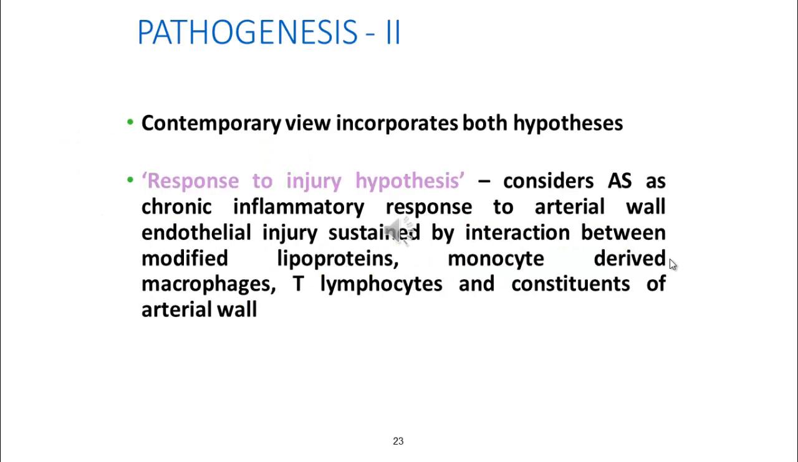The current theory basically incorporates both hypotheses, that is the insudation and the encrustation theories. According to this theory, it is basically a response to injury. So atherosclerosis is considered as a response to injury to the endothelial cells. This is basically a chronic injury leading to a chronic inflammatory response by the lipoproteins, monocytes, endothelial cells, macrophages, T lymphocytes, and the other constituents of the arterial wall itself.